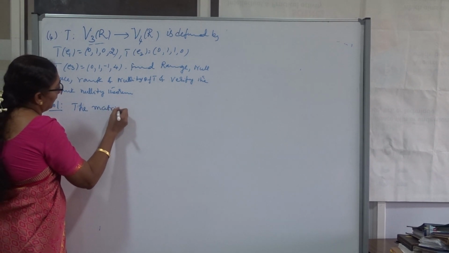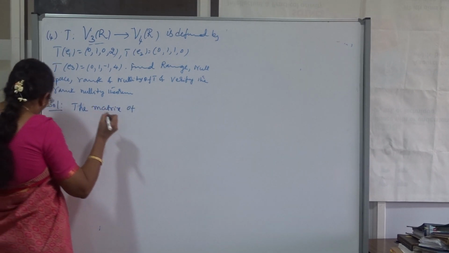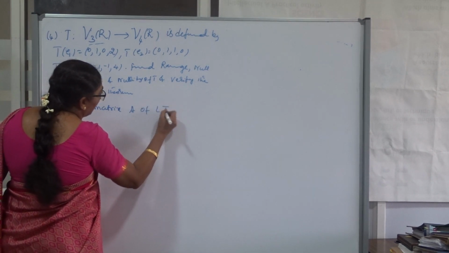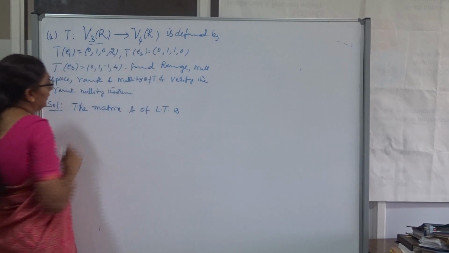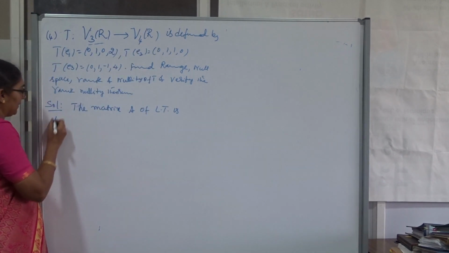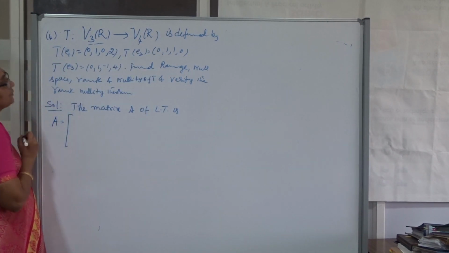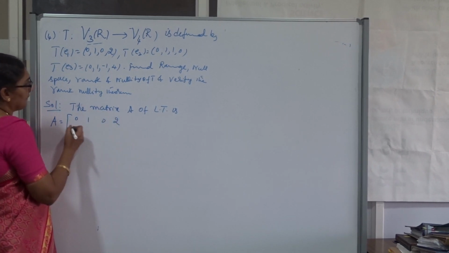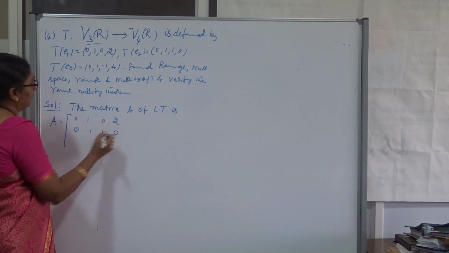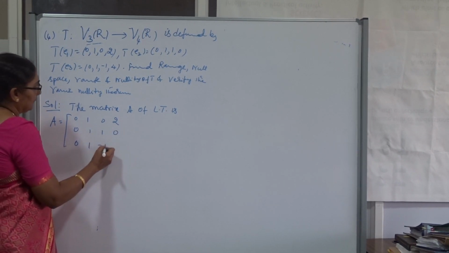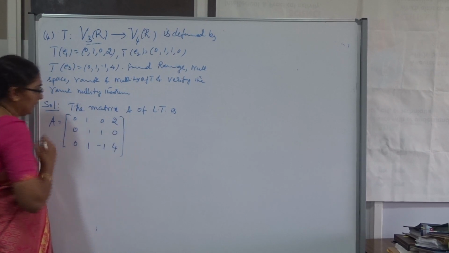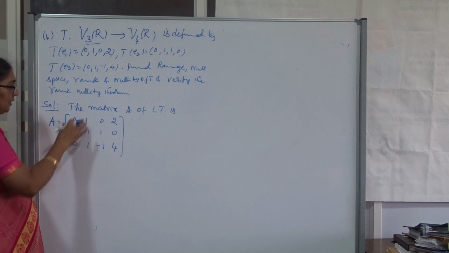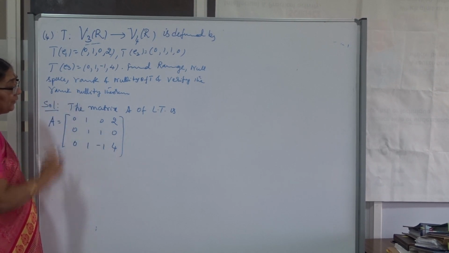The matrix A of the linear transformation T. From the given linear transformation I am going to write a matrix. A is nothing but, first row is the first image (0, 1, 0, 2). What's the second row? (0, 1, 1, 0). Then (0, 1, -1, 4). You have to observe one thing here very clearly. The number of rows is not equal to the number of columns. 3 rows and 4 columns.